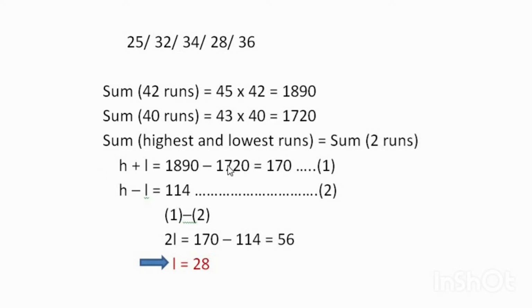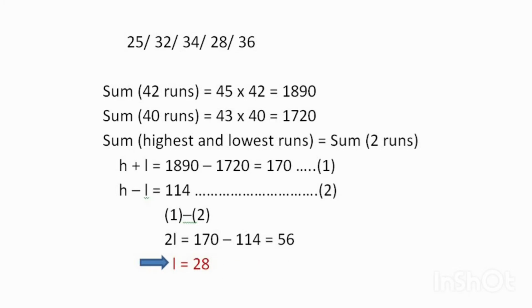So we got the H plus L value, and in the question the H minus L value is given. Equating these two equations, that is H plus L equal to 170 and H minus L equal to 114, and subtracting these two, we will get 2L is equal to 170 minus 114, which is equal to 56.